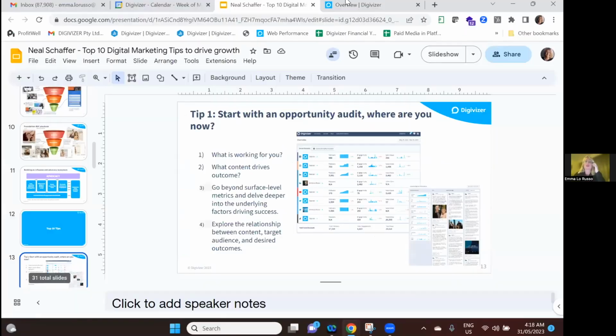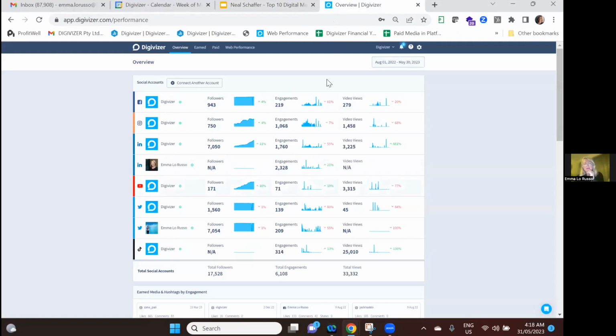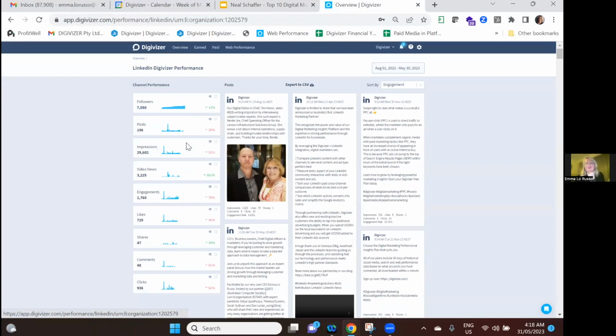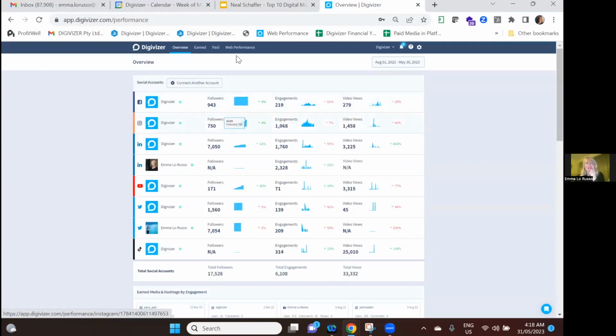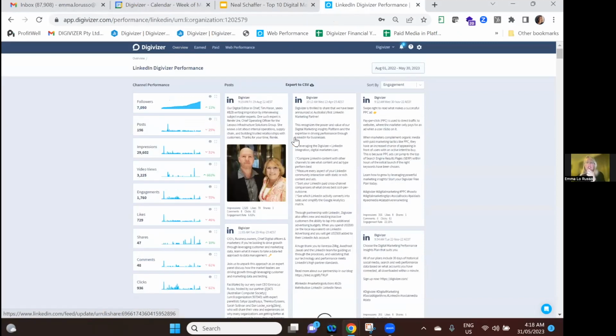So I'm just going to show you in Digivisor how easy you make this. This is connecting all the platforms in, but it doesn't matter what tool you use. The point is, what you want to understand, at the highest level, is what's driving your most engagement overall. Which platforms are doing it for you, and how your C-level exec differs from the branded piece. But then you want to understand in each platform what content is resonating most, and by what engagement.